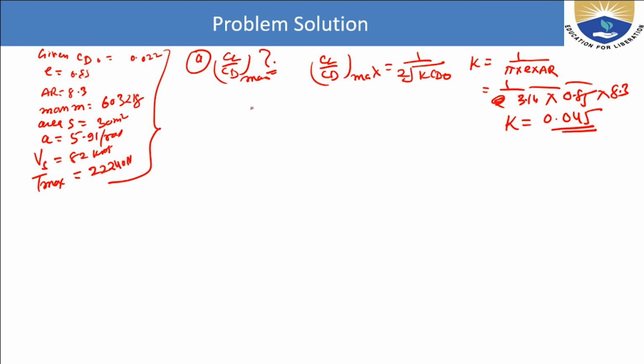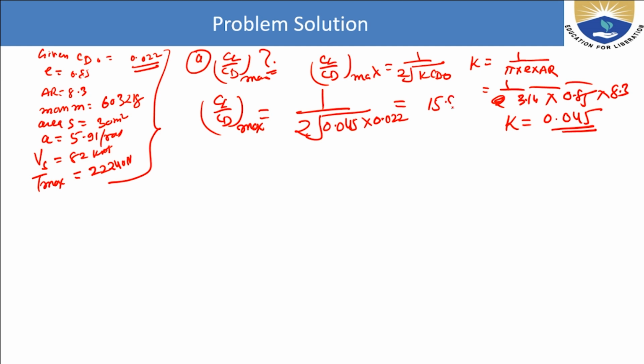If we put this value, CL by CD maximum is equal to 1 by 2 under root K, 0.045, times CD naught, which is given, 0.022. So if we solve this, we will get 15.89 or 15.9. This is the CL by CD maximum. This is the answer for this problem.